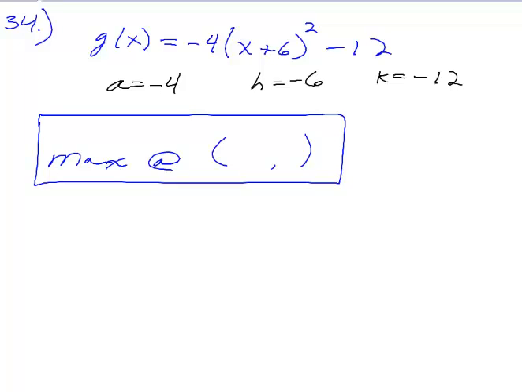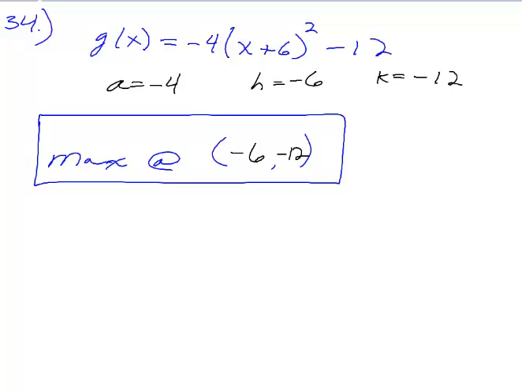So if this is in vertex form, which letters determine where the vertex is? A, H, or K? H and K. So what is the x-coordinate to my vertex? H, which is -6. What is the y-coordinate to my vertex? Which is -12. You're done. The direction said, find the min or max for this. We label it as a maximum, and it's at the vertex because it's in vertex form. We pull out our H and our K to find our vertex, and we're done.